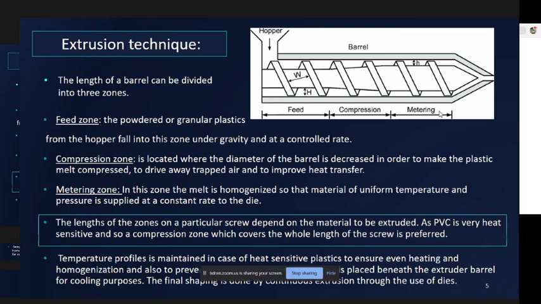As the PVC is very heat sensitive, a compression zone, which covers the whole length of the screw, is preferred. And the temperature profiles is maintained in case of heat sensitive plastics to ensure even heating. And a set of air blowers is placed beneath the extruder barrel for cooling purposes. The final shaping is done by continuous extrusion through the use of dies. That's all for me. Thank you. Now Turjo will present the next topic of our presentation.